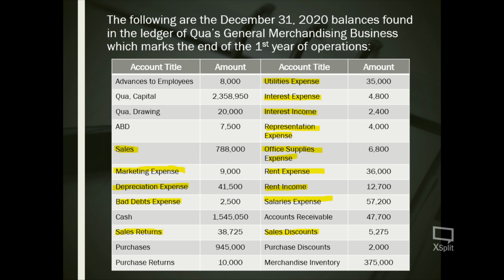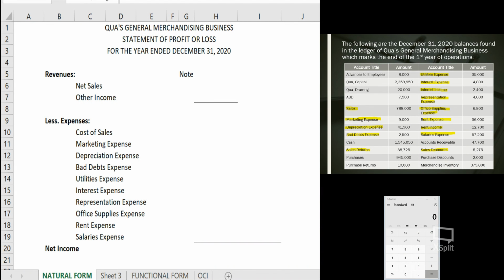Okay? So, we're going to transition now to our solution. Ayan, ito na. Sinet up ko na yung magiging format ng ating income statement para hindi na tayo masyadong matagalan dito sa video, kasi medyo magiging matagal kapag isa-isahin ko pa siya. Okay? So, ito yung magiging itsura ng ating natural form of financial statement, or income statement, or statement of comprehensive income, or profit or loss statement.